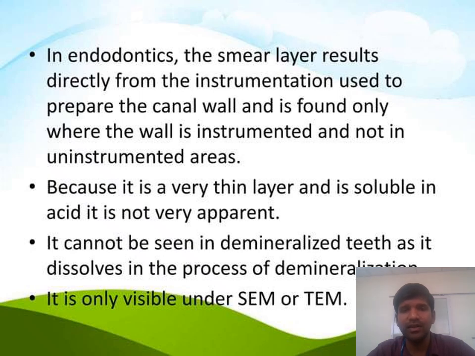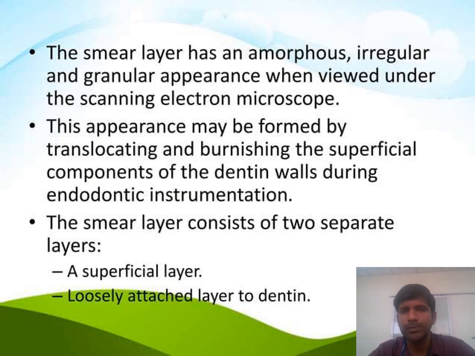Because it is a very thin layer and is soluble in acid, it is not very apparent. It cannot be seen in demineralized teeth as it dissolves in the process of demineralization. It is only visible under scanning electron microscope or other advanced electron microscopes. The smear layer has an amorphous, irregular, and granular appearance when viewed under the scanning electron microscope. The appearance may be formed by translocating and burnishing the superficial components of the dentin walls during endodontic instrumentation.